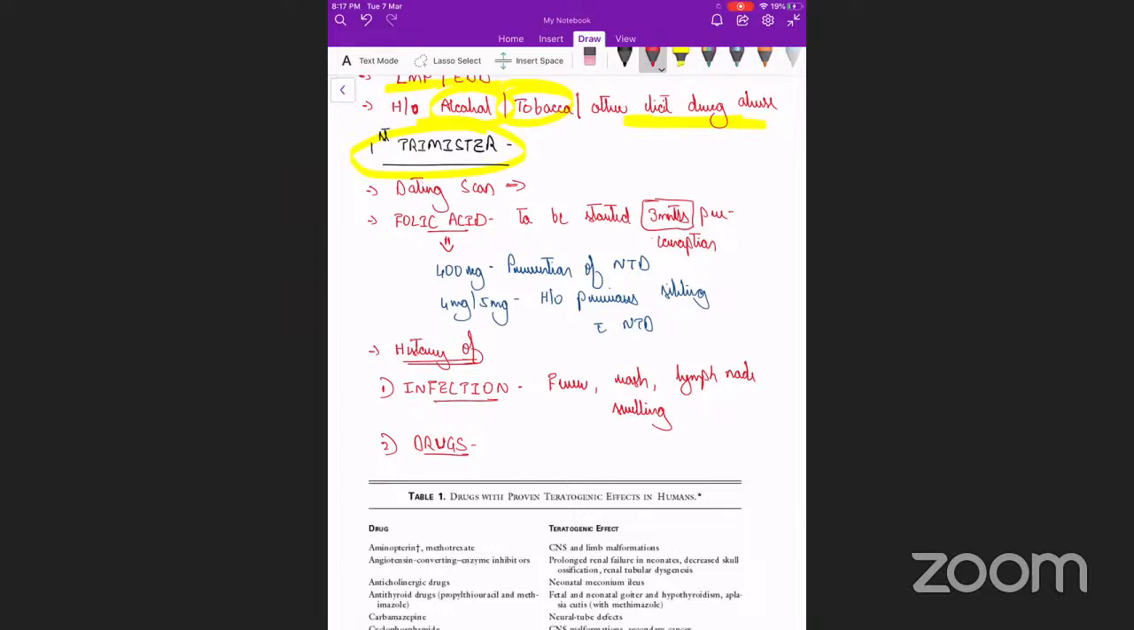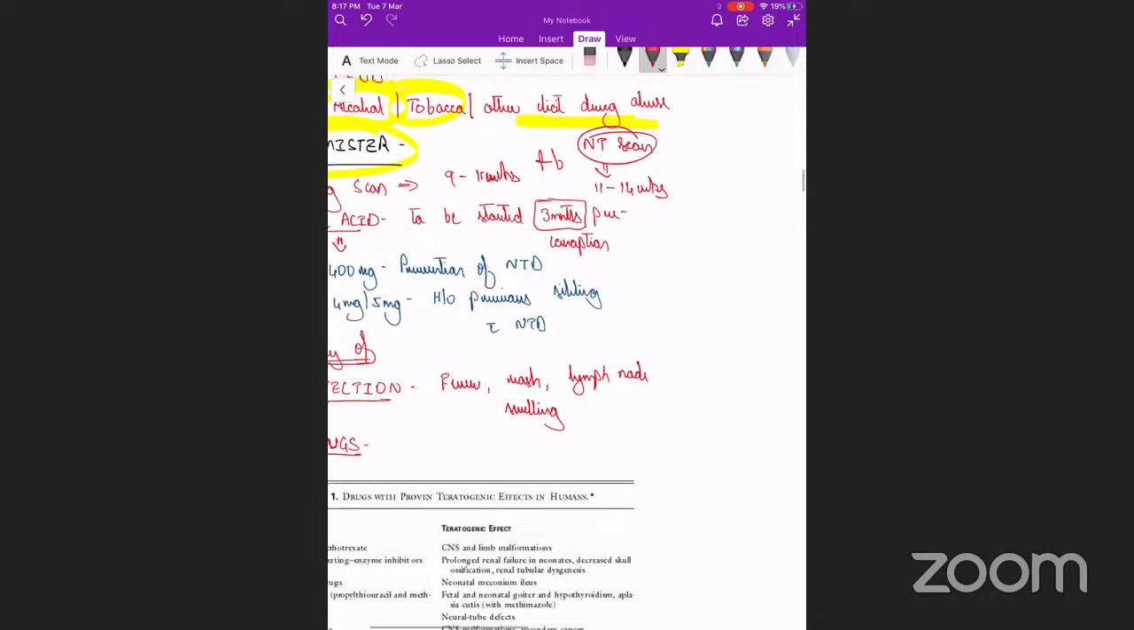Okay, so all these things can be known by doing the dating scan. This is usually done between 9 to 11 weeks. Okay, and following the dating scan, the NT scan is done. Correct, the NT scan is done between 11 to 13 plus 6 weeks. Okay, so 11 to 14 weeks.